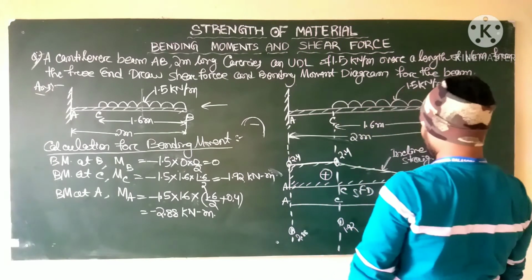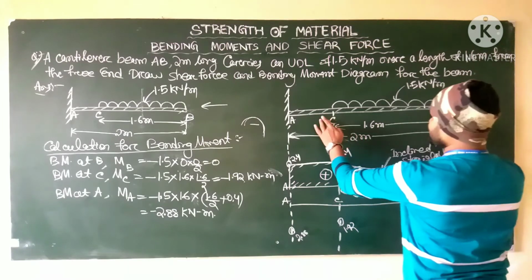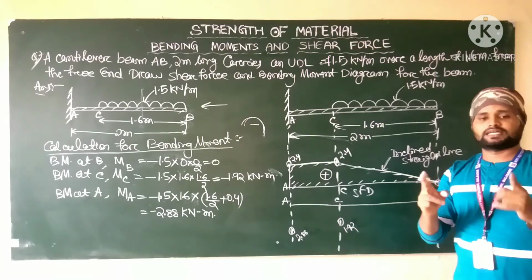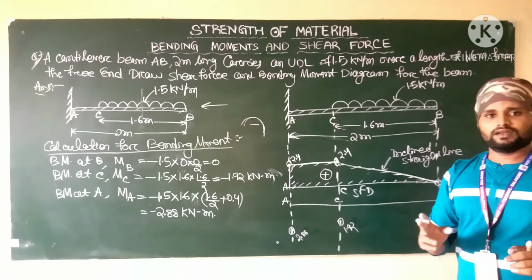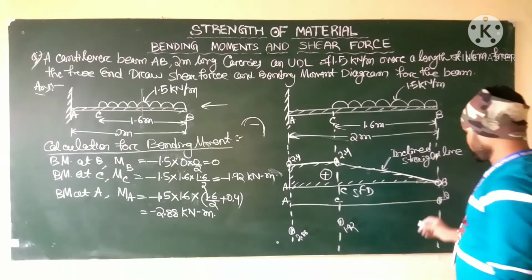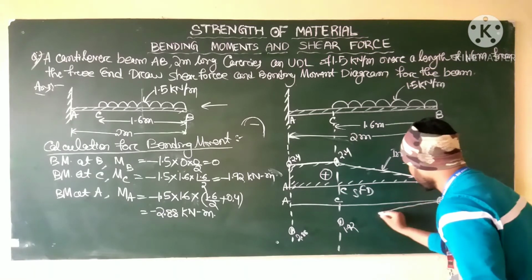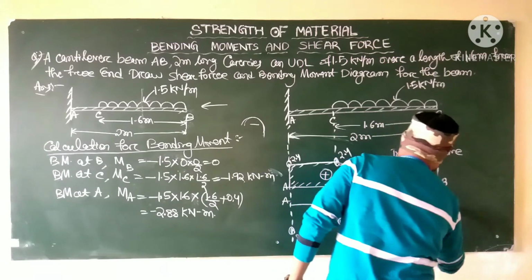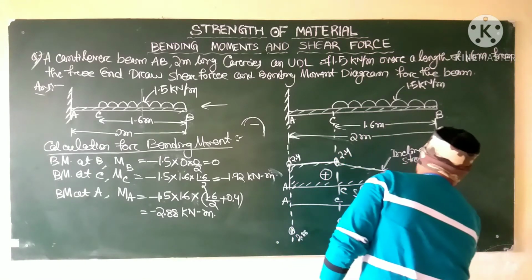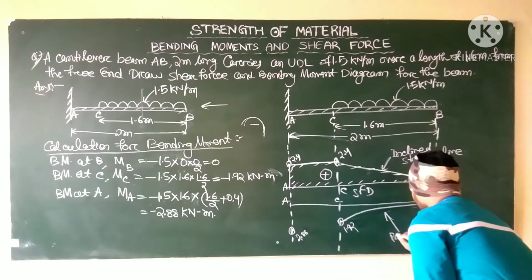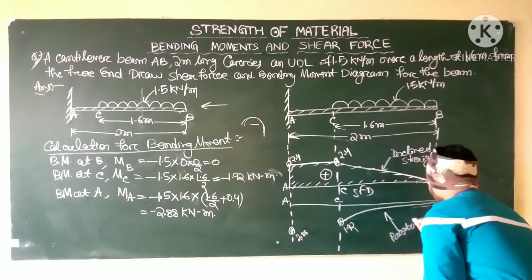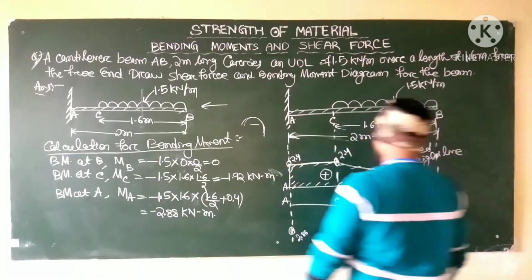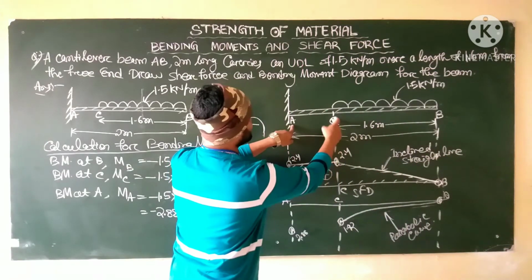2.88. Now we will see between B and C there is a UDL. If there is a UDL between 2 points, then the bending moment line becomes a parabolic curve. So there will be a parabolic curve.